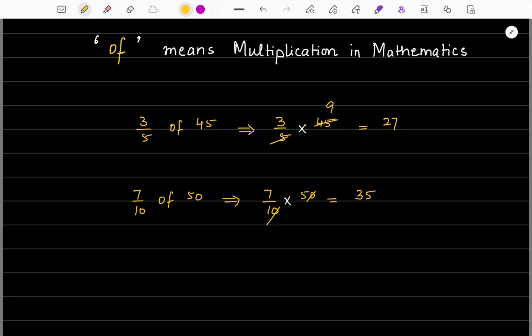So up to now we have learned that whenever we have to find the product of two fractions, we have to simply find the product of their numerators and divide it by the product of their denominators. And in cases where we have whole numbers or mixed fractions, we first convert them into the fraction form, that is a by b form, and then carry out the multiplication.